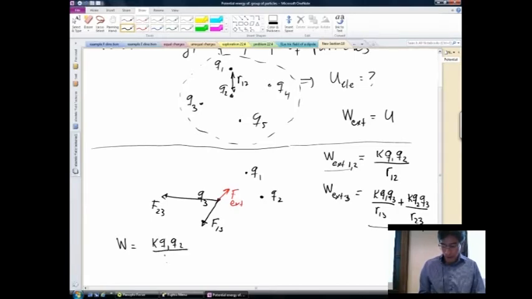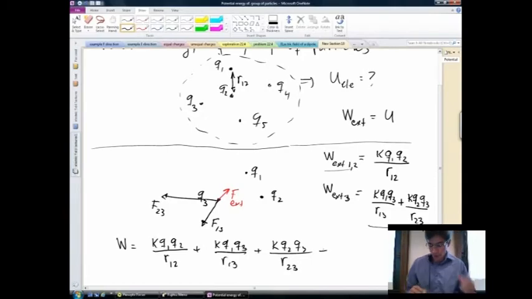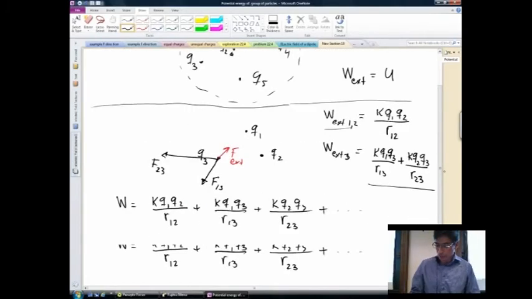You're going to have to add all those works. That was the work to assemble 1 and 2. The work to assemble 1, 2, and 3, additional to bring charge 3 nearby, is this. To bring 4, you're going to have a few more terms here. So the general expression that you can write is this.